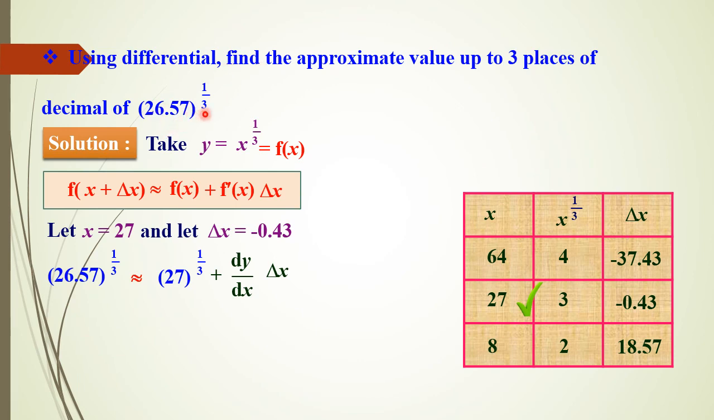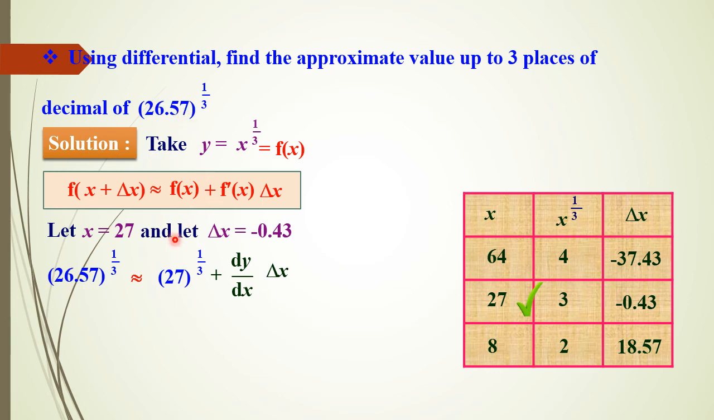Next, 26.57 whole raised to 1 by 3, the cube root. So when you will be finding the value of this, 27 is a perfect cube, then delta x equal to minus 0.43. After subtracting, 27 minus 0.43, you will be getting 26.57.